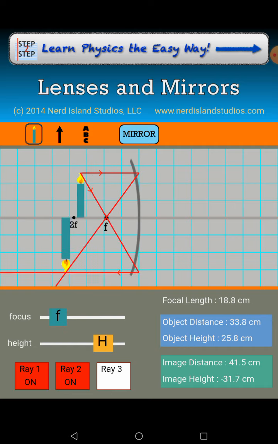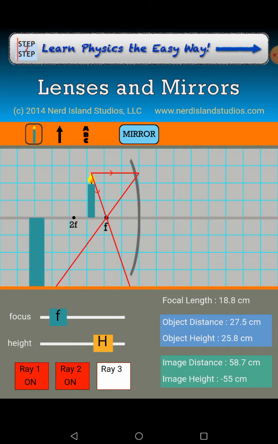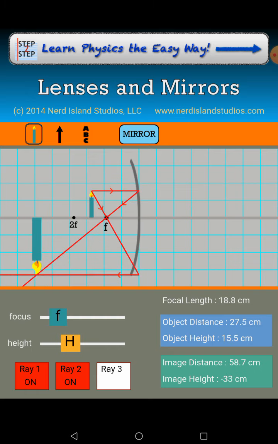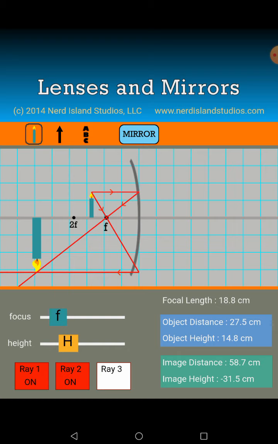Now let us further change the position of the object. I am changing the size of the object also, so that it becomes clear. Okay, so now the object is between 2f and f, and now the image is formed beyond 2f, and it is again real and inverted because the image is below the principal axis, and it is magnified. Can we see that the image is enlarged? It is bigger than the object, so this is magnified.